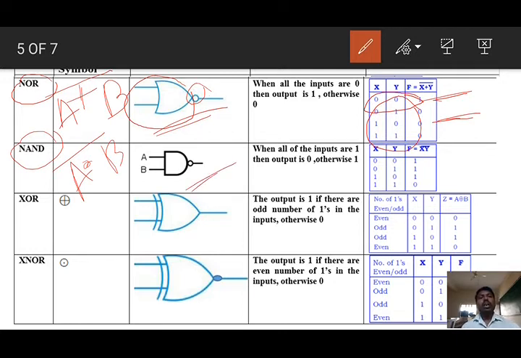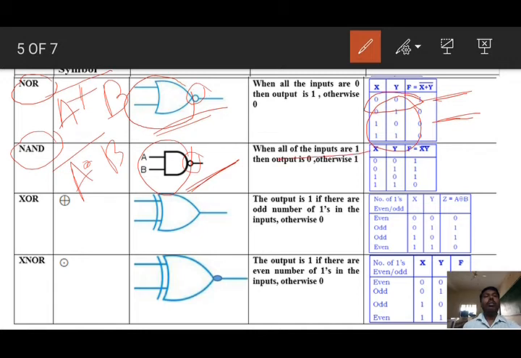And this is the logic diagram. Same as before, the first one is the AND gate and next is a small oval. The oval indicates the NOT operation. Next, output condition. When all of the inputs are 1, then the output is 0, otherwise 1. Dear students, you should understand the output condition very clearly.